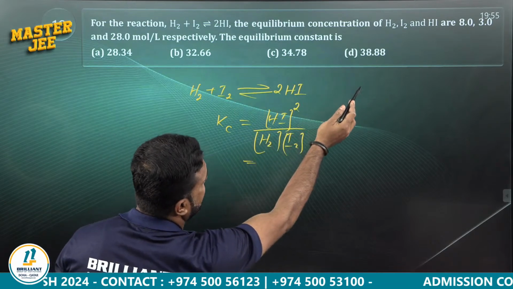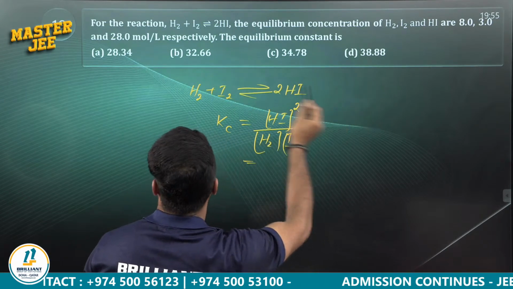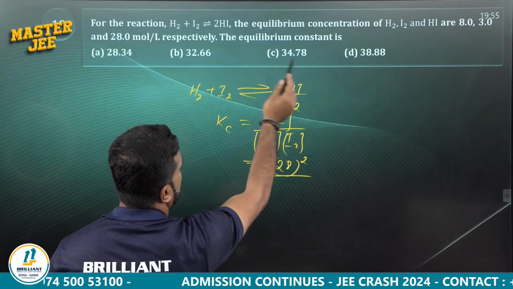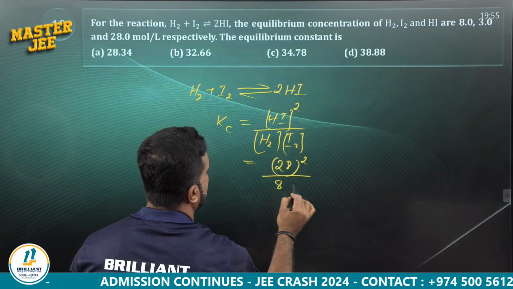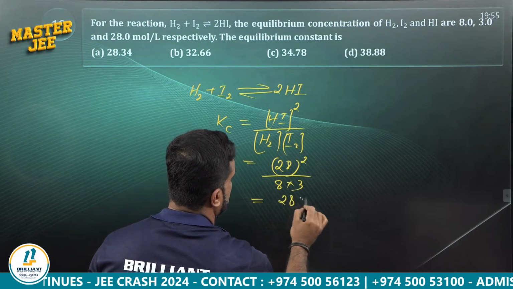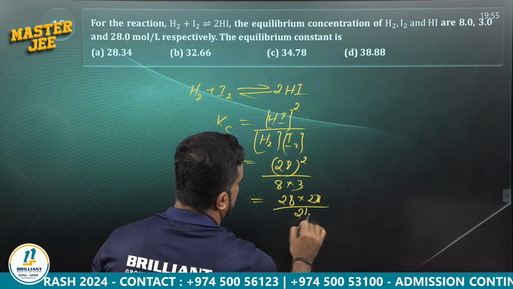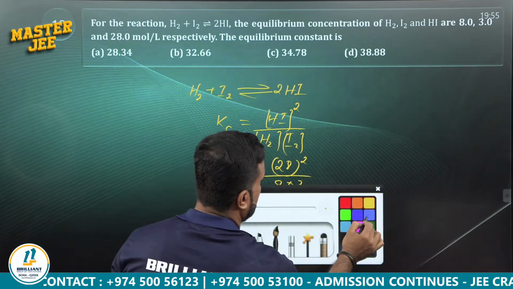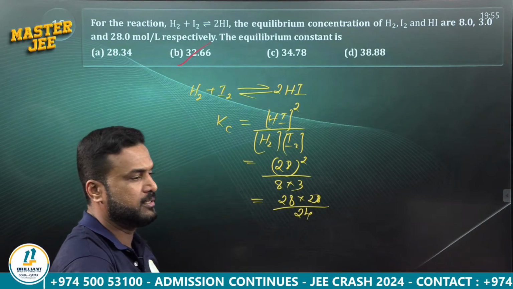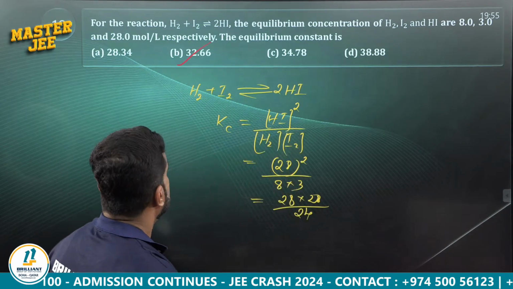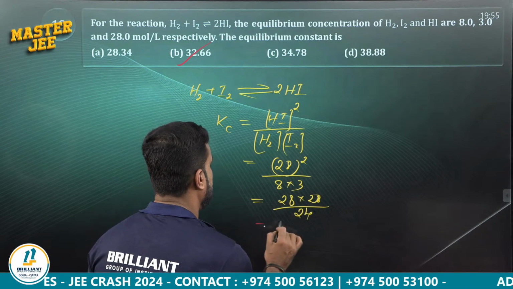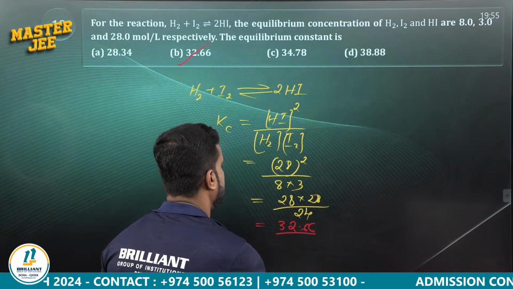Substitute the values. What is the HI value given? I think 8, 3 and 28. So 28 whole squared divided by, what are the H2 and I2 values? That is 8 into 3. So it's equal to 28 squared divided by 8 into 3. So 28 into 28 divided by 24. So approximately the value will be, this question was also there, I think it is 32.66, right? Yes, correct, Abu. So that is 32.66. That is the right answer. Yes, Ashmita, correct. Yes, 32.66.